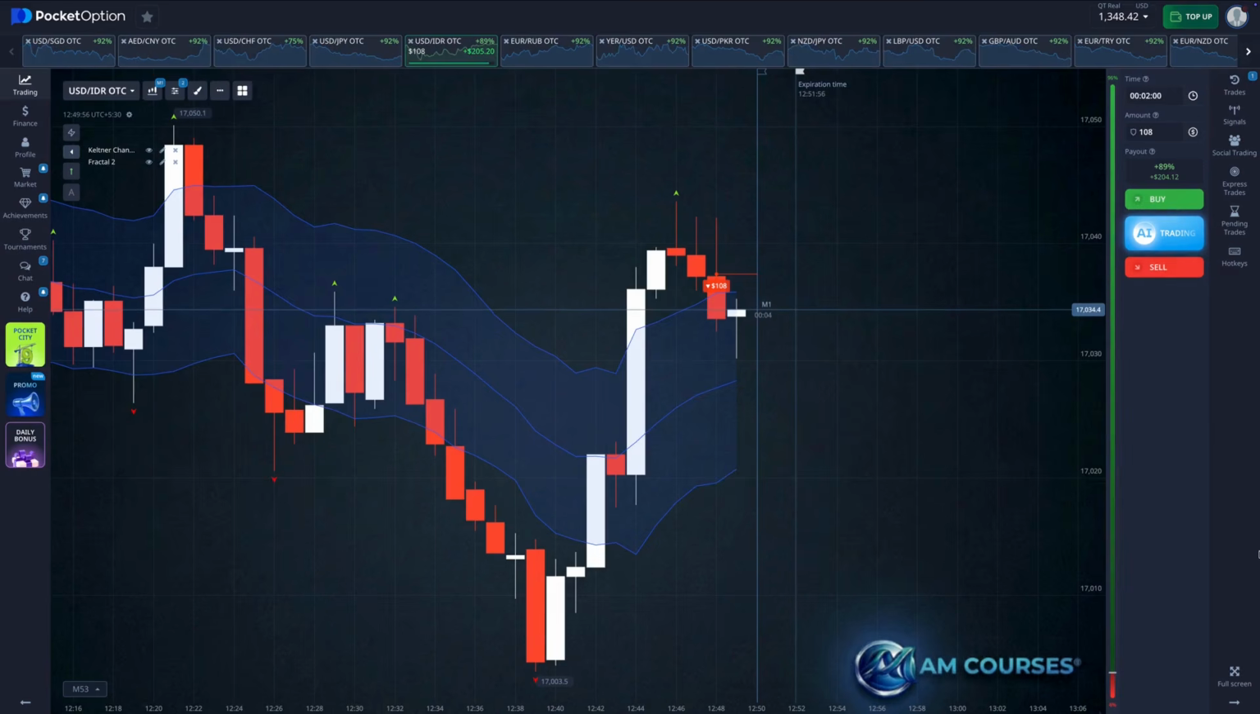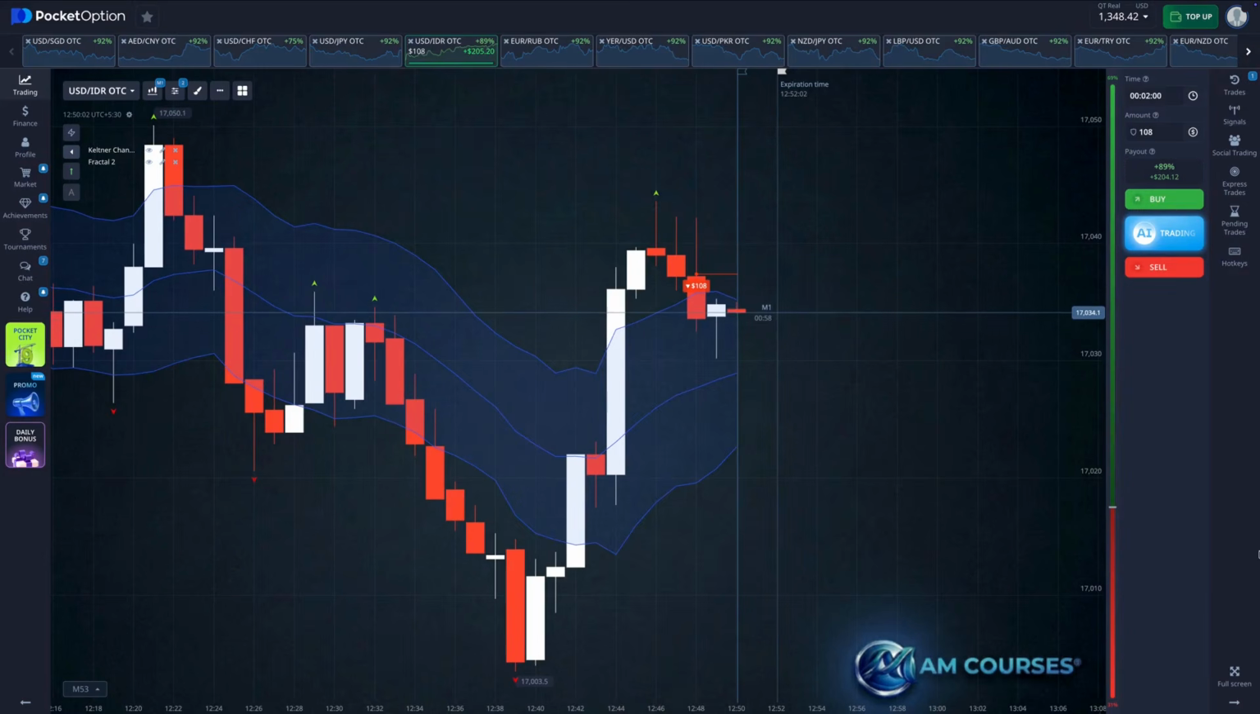One more thing. I'm trading this on OTC markets. OTC behaves a bit differently than real markets. Less liquidity, more erratic moves, so you need to be extra disciplined with your rules.